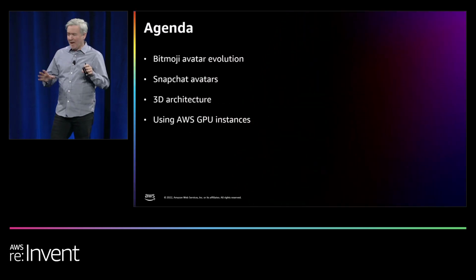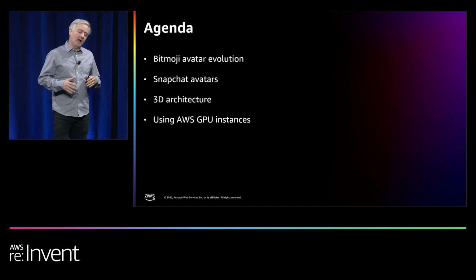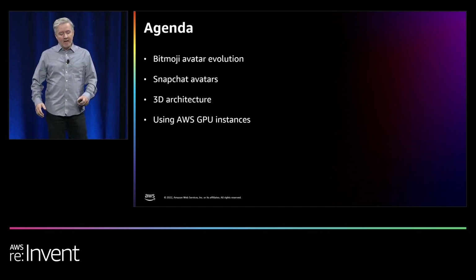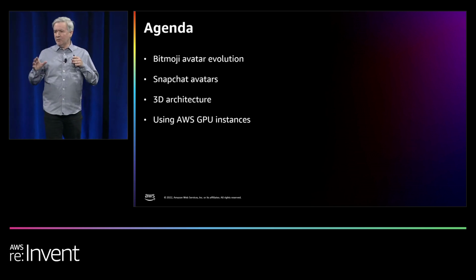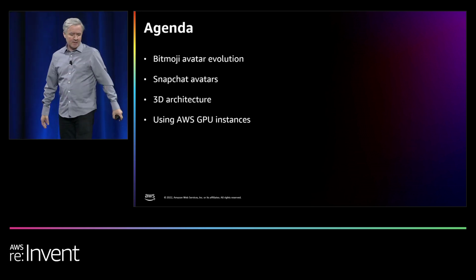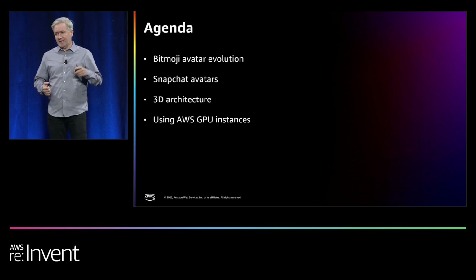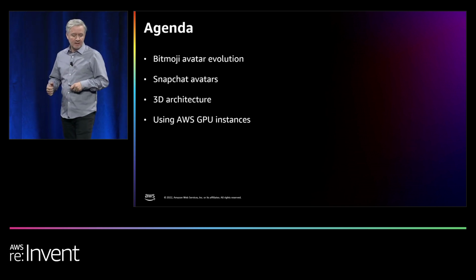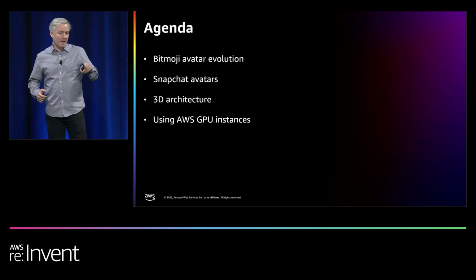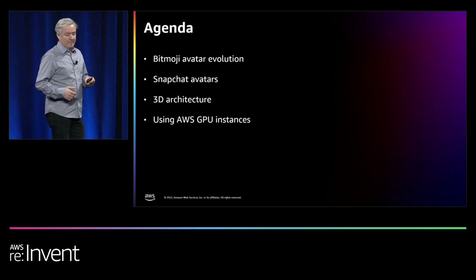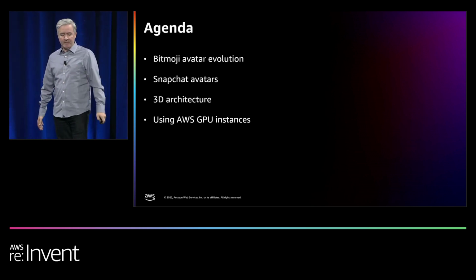I'm going to talk first about how exactly the avatars that we use today inside Snapchat changed through the years, from 2D to the 3D that we use today. I'm going to show how exactly we use those avatars inside the app. I'm going to discuss how the 3D architecture of creating these avatars and rendering them on AWS works. And I'm going to give some specific examples of how we actually use the AWS GPU instances, either the G4 or the G5dn that we currently use, both of them as a mixture.